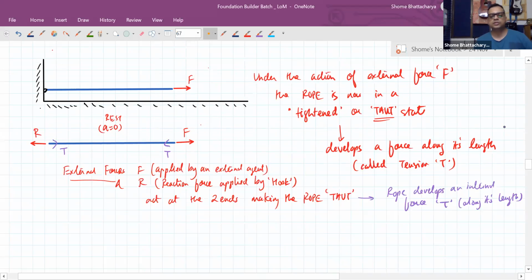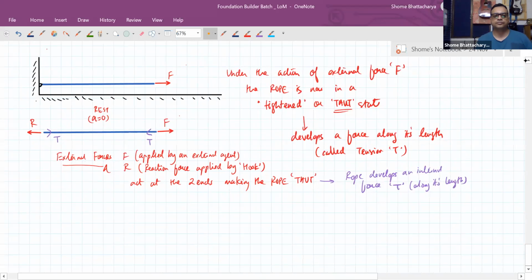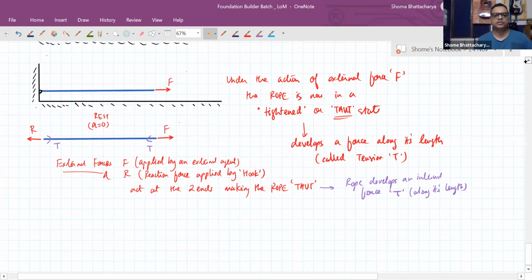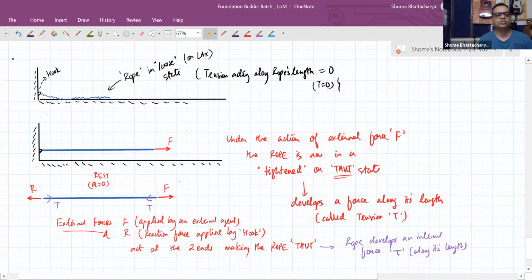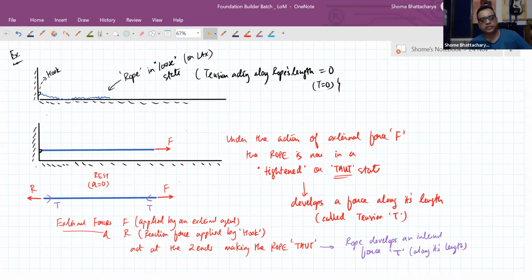So make a note of this, please. So this is the first example for us to understand the concept of tensile force or tension that acts in a longitudinal material like a rope or a chain or a thread, etc., which can be in a tightened state. The moment it is in a tightened or taut state, it develops this force along its length. This develops its internal force along its length, which is called the tension.